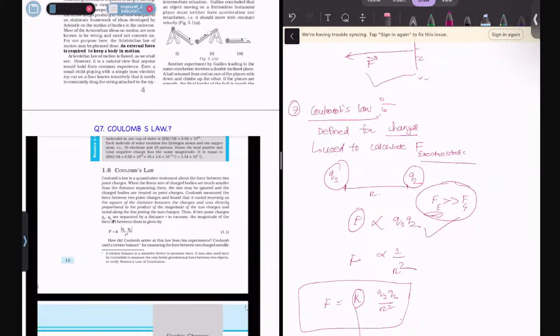First, you know that the force is directly proportional to the product of their charges, and it is inversely proportional to the square of this distance. Then you can calculate the force.